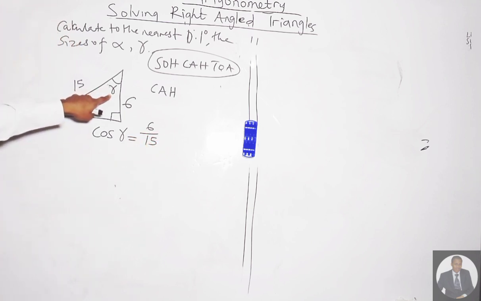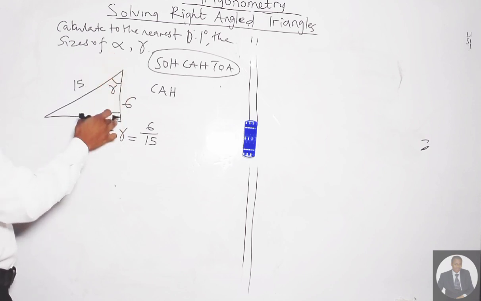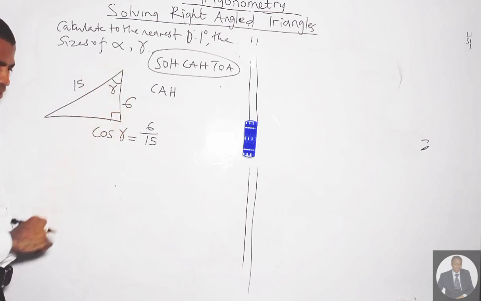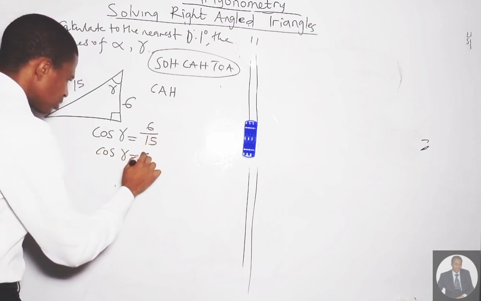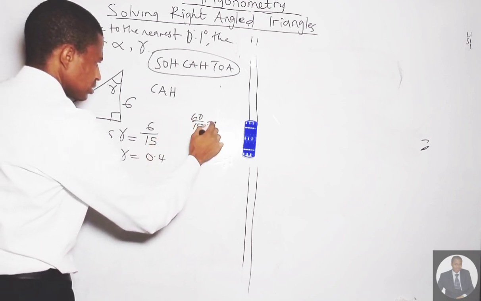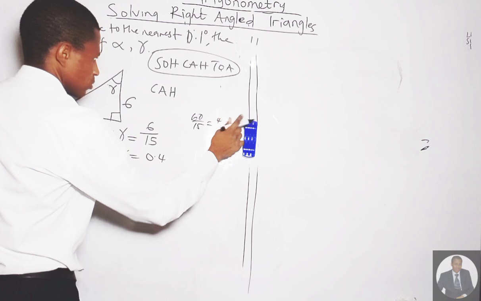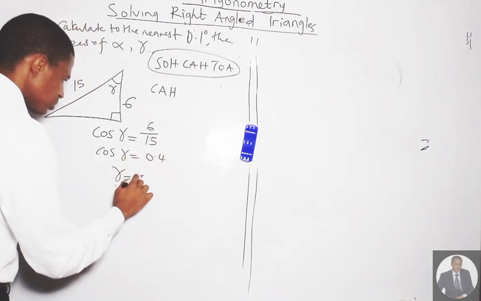We have been given the hypotenuse, the longest side facing the angle 90. How do we know if this is opposite or adjacent? What is facing this angle is opposite. We are not given opposite, we are only given adjacent. So cosine gamma will give us 0.4, because 6 divided by 15 is 0.4. So gamma will be this.